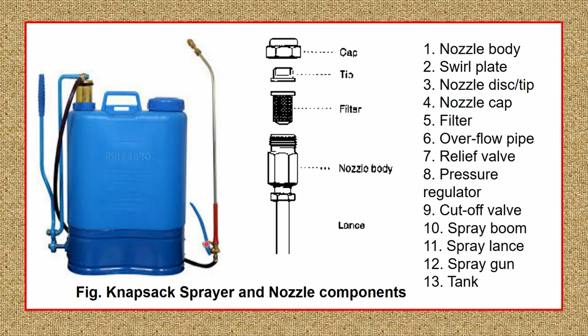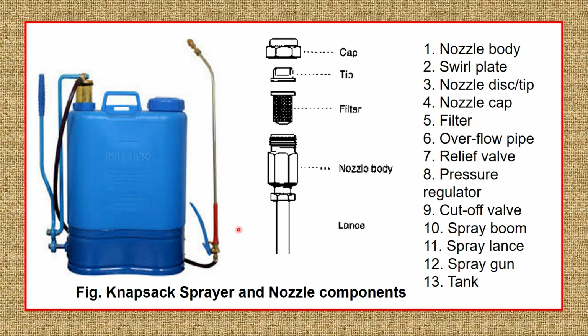And the cutoff valve. This one is the cutoff valve, where there is a small piece of metal in the trigger. At the rear of the trigger, there is a small metal piece which is used to cut off the flow. As long as it is engaged, the chemical will continue to flow out of the nozzle, and as you disengage this, it will cut off the flow from this delivery pipe into the lance, and that's how the spray will not come out of the sprayer.